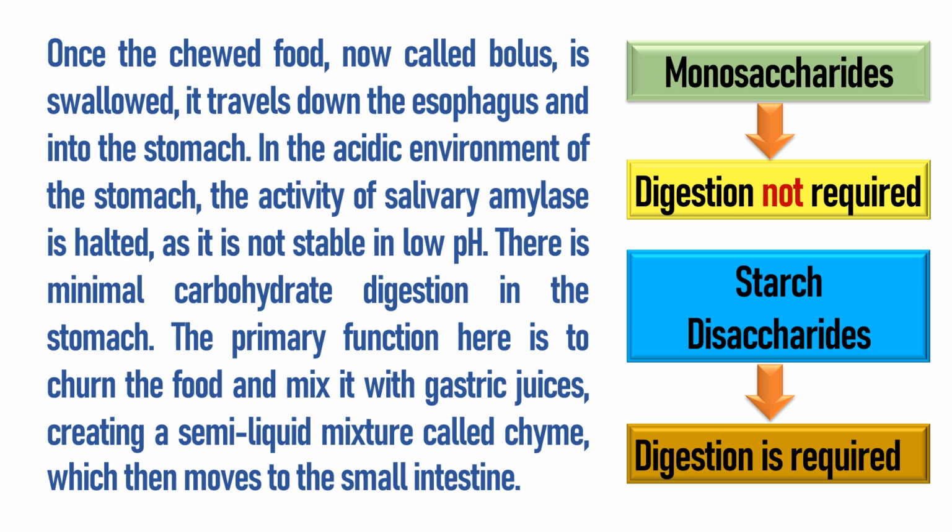Once the chewed food, now called bolus, is swallowed, it travels down the esophagus and into the stomach. In the acidic environment of the stomach, the activity of salivary amylase is halted, as it is not stable in low pH. There is minimal carbohydrate digestion in the stomach. The primary function here is to churn the food and mix it with gastric juices, creating a semi-liquid mixture called chyme, which then moves to the small intestine.